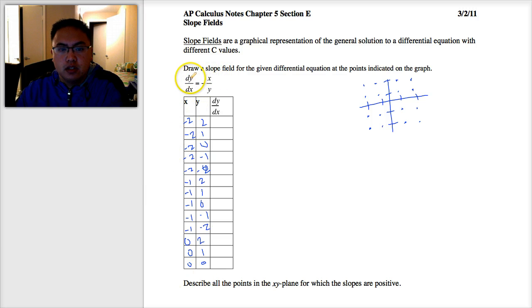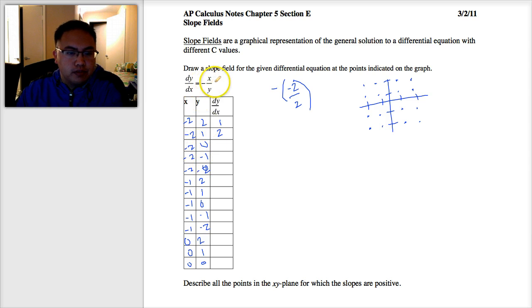Now, if x is negative 2 and y is 2, I'm going to plug that into my differential equation. What does that make dy dx? If I put negative 2 here and 2 here, this becomes a positive 2, and 2 over 2 is just 1. Okay so far? If I do negative 2 and 1, negative 2 divided by 1 is negative 2, and then negative and negative 2 is 2.